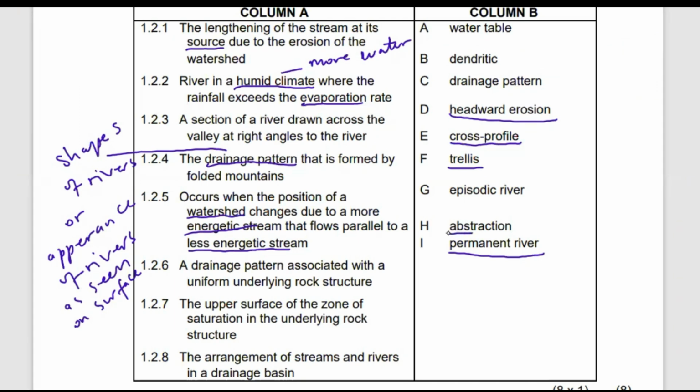So abstraction refers to the change in the position of a watershed due to a more energetic stream that flows parallel to a less energetic stream. All right. Let's proceed to question 1.2.6. A drainage pattern associated with a uniform underlying rock structure.